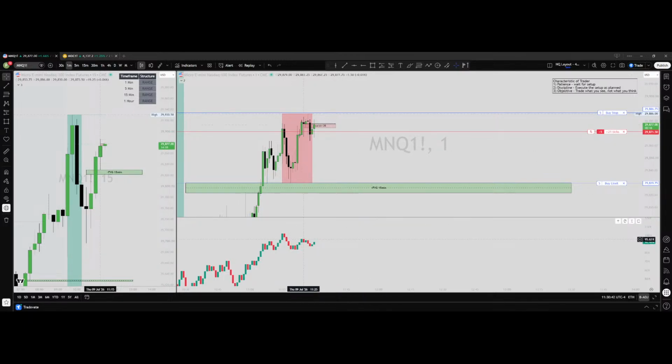CVD is here. Price made a high, CVD volume did not. We got a small liquidity sweep, V-shape rejection, bearish order block. A fair value gap has been created.